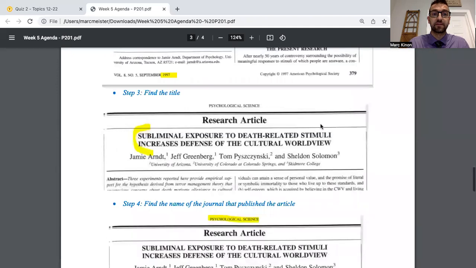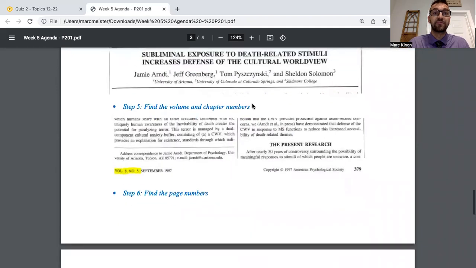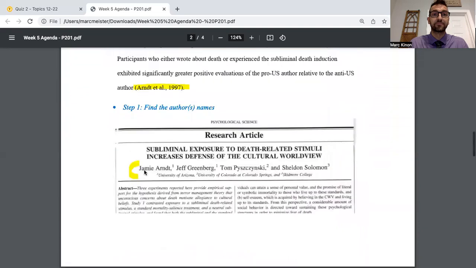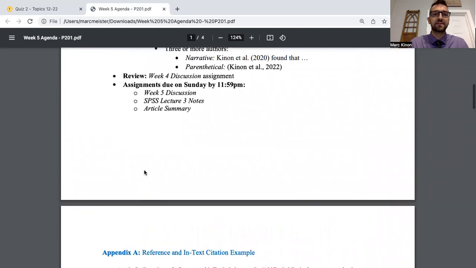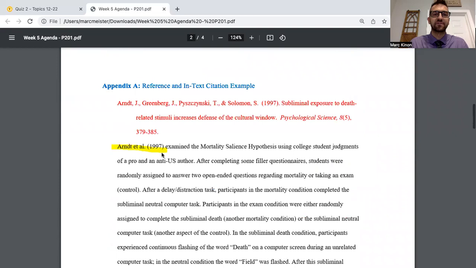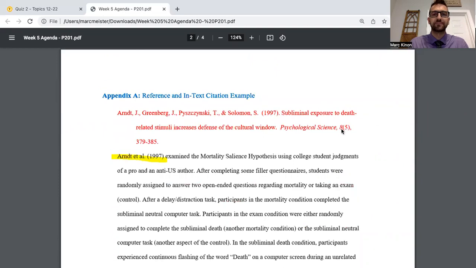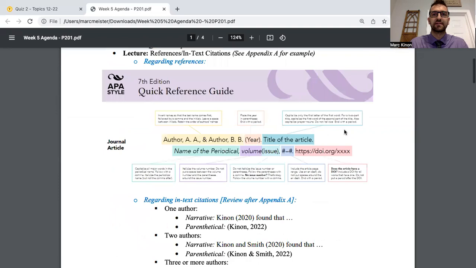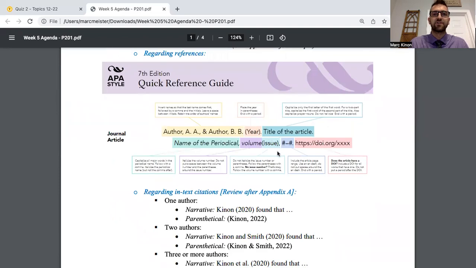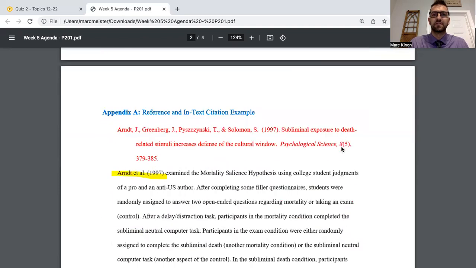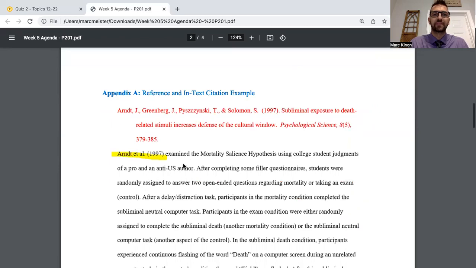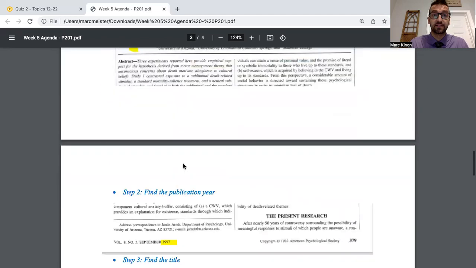And then what step are we on? We're on step 5, find the volume and issue numbers. That was at the bottom of the research article in my little screenshot here. We see it's volume 8, number 5, okay. The placement for your articles might be slightly different, but you shouldn't have an issue finding it. Okay, and that's again the volume and the issue number. Volume, issue number. And then page numbers, they should be quite clear.